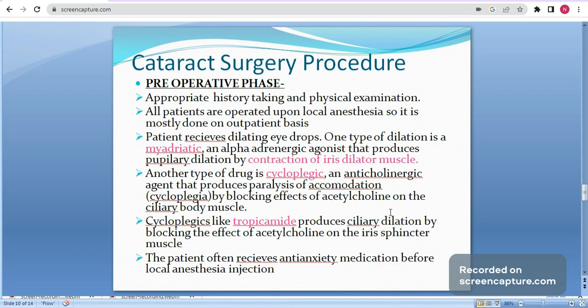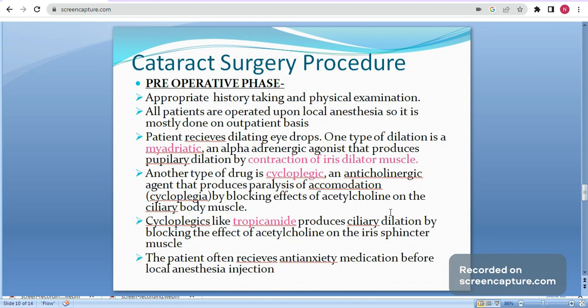The patient receives dilating eye drops. One type of dilating drug is a mydriatic, an alpha adrenergic agonist that produces pupillary dilation by contraction of the iris dilator muscle. Another type of drug is a cycloplegic, an anticholinergic agent that produces paralysis of accommodation, that is cycloplegia, by blocking the effect of acetylcholine on the ciliary body muscle. Cycloplegics like tropicamide produce dilation by blocking the effect of acetylcholine on the iris sphincter muscle.